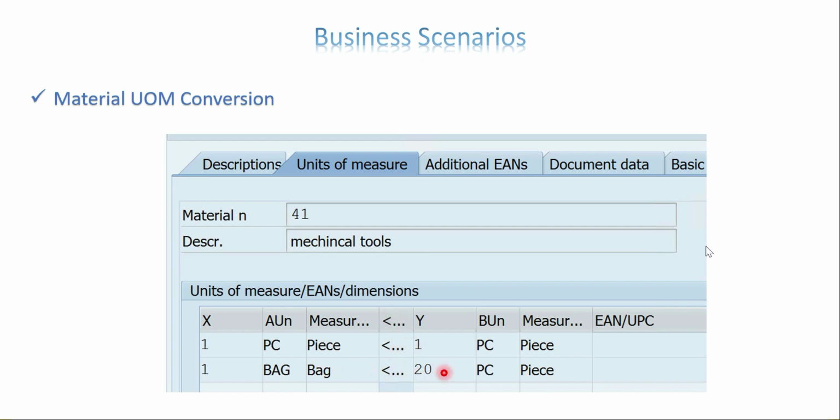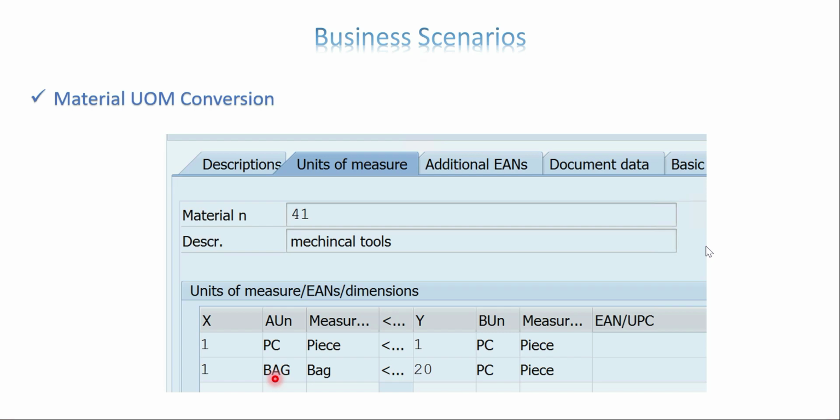So if the basic unit of measure is PC and the alternative is another UOM, when a custom development happens, we need a function module which converts this UOM. We can't do a manual conversion because any kind of UOM may be maintained there. That's why we have to use a standard function module.